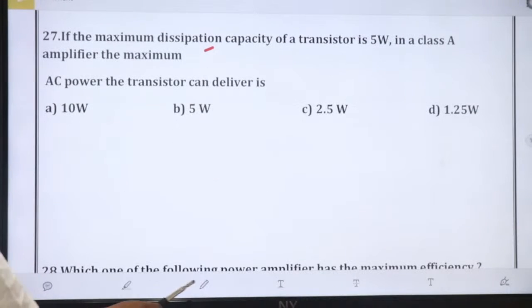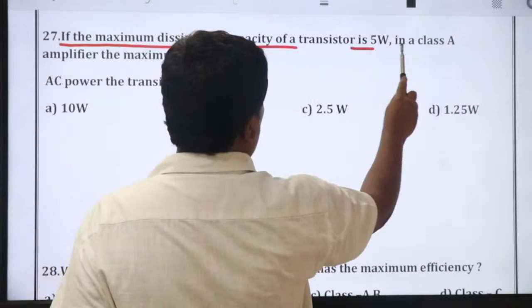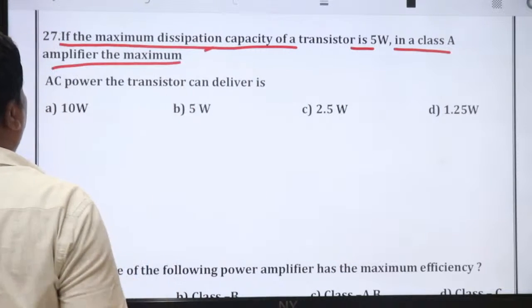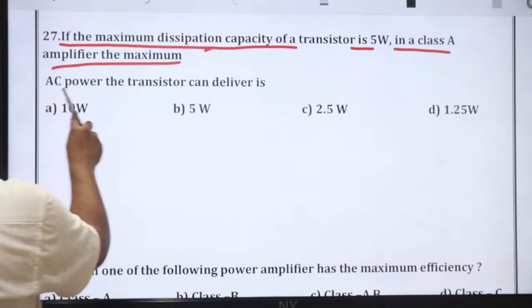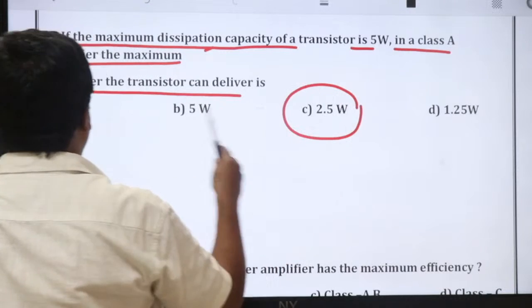Next. If the maximum dissipation capacity of a transistor is 5 watts in a class A amplifier, the maximum AC power delivered can be what? Class A configuration. In class A configuration, your maximum power dissipation capacity is 5 watts. AC power is how much? Only 50% is the efficiency. So that's why 2.5 you can answer. 50% efficiency, so that 2.5 you can answer.